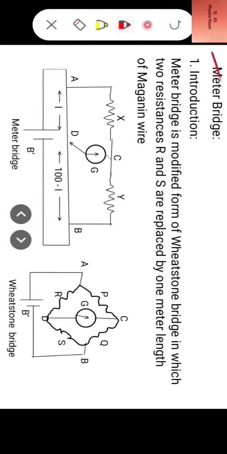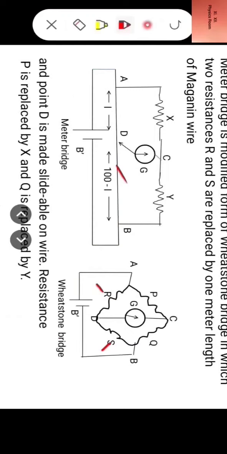Now meter bridge. First, introduction. A meter bridge is a modified form of Wheatstone bridge in which two resistances R and S are replaced by 1 meter length of manganese wire. It may be manganese, it may be constantan, or it may be any alloy wire having high resistance. And point D is made slidable on the wire. Resistance P is replaced by X and Q is replaced by Y.